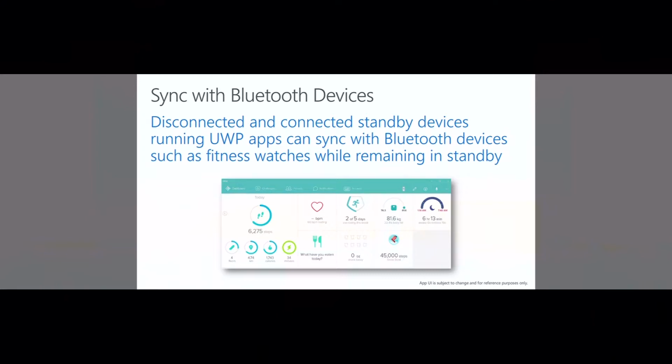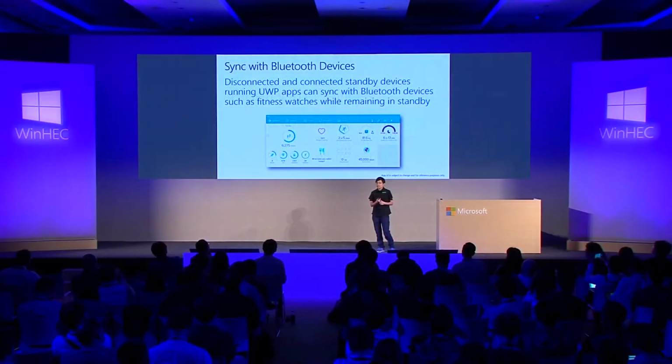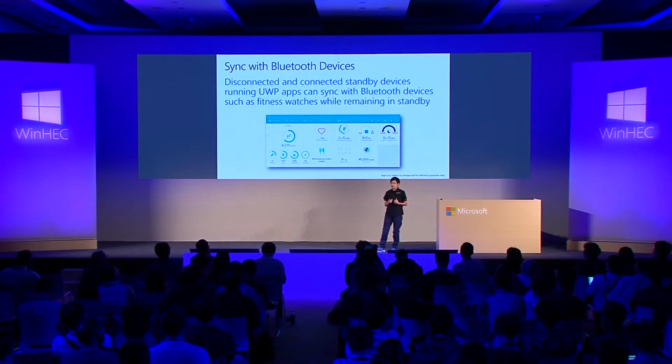Bluetooth devices such as a Fitbit watch can sync in the background while a device is in disconnected or connected standby. When a marathon runner or a weekend warrior returns from a run and is within Bluetooth range of their modern standby device, the stats on their watch will automatically sync with their UWP Fitbit app in Windows and save user time.